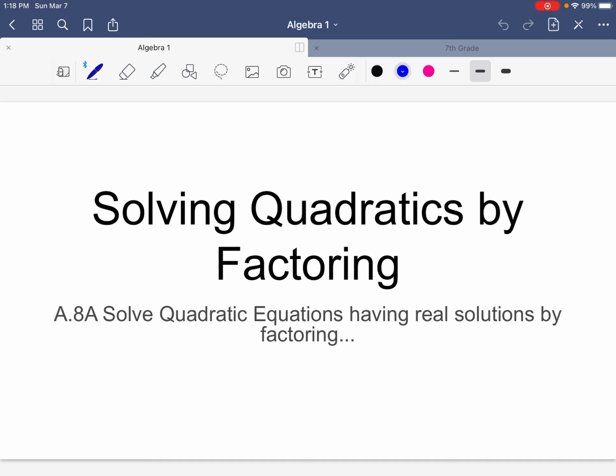Again, a quadratic is any function with the highest power of 2. And by factoring, hopefully you did the warm-up to review what exactly factoring is. But without further ado, let's go ahead and get into it.